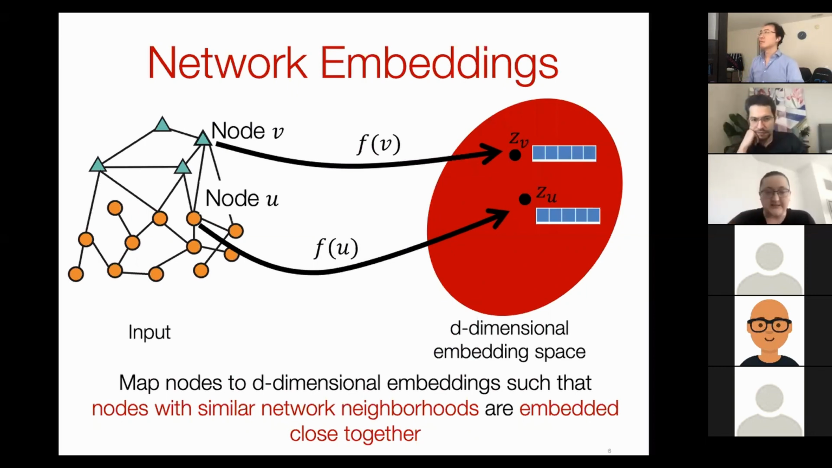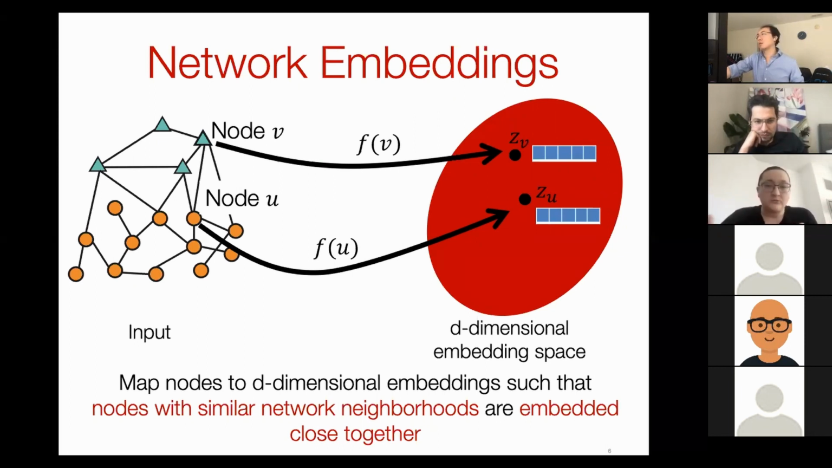So the idea is that if we have our graph on the left, which is the graph that represents our particular problem that we are studying, the graph neural networks specify deep transformation functions, here denoted as function f, that map nodes from the input graph on the left to some low-dimensional embedding space.